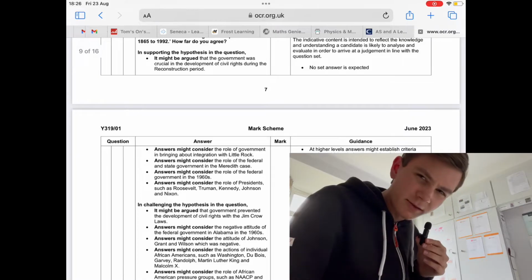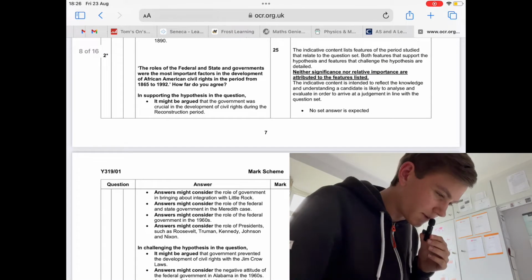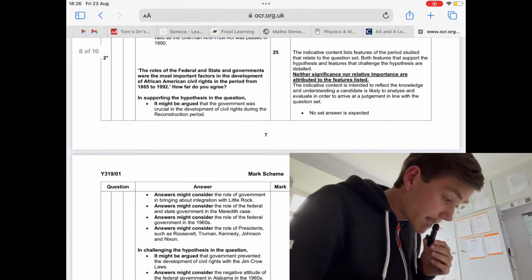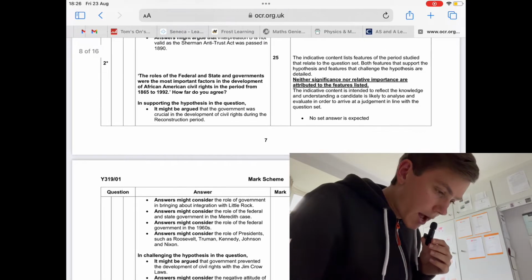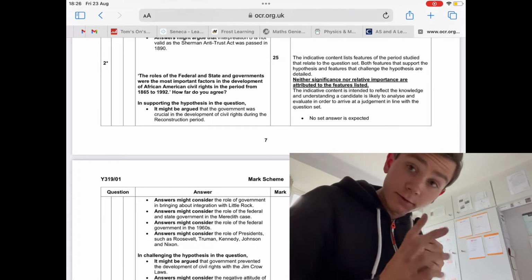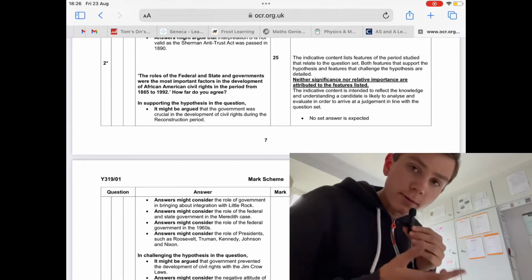Goodness me, to be fair, examiners, I'll have to hand it to them, they put a lot of effort in, don't they? Yes, here we are. So, first of all, I think it's really important to remember that, as we can see here, there's no set answer expected.